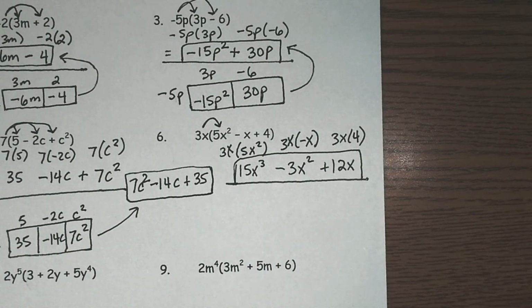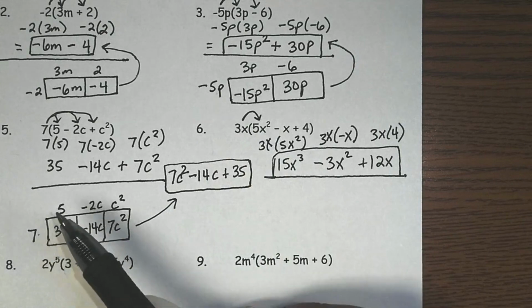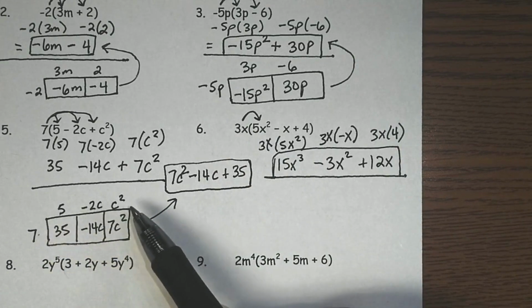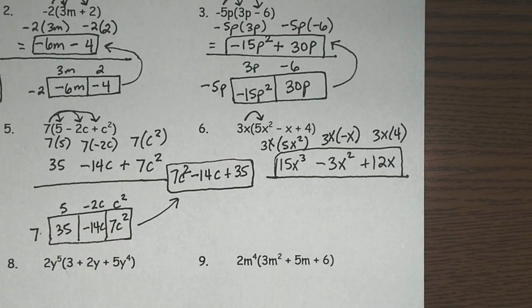Now if you were to do this with the box, all you have to do is put the 3x on the side, the 5x squared, the negative x, and then the positive 4. Alright, let's look at number 7.